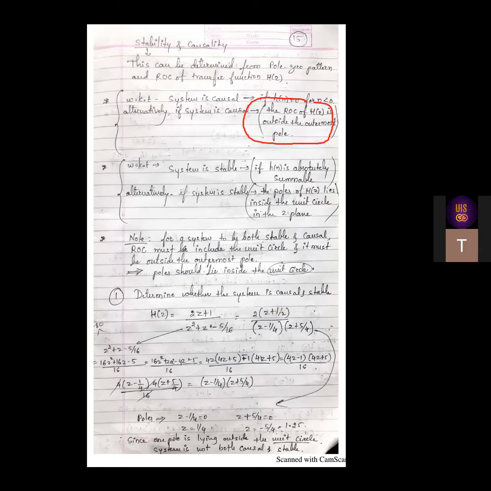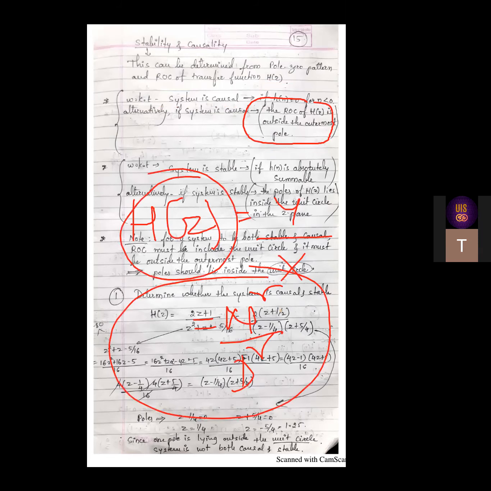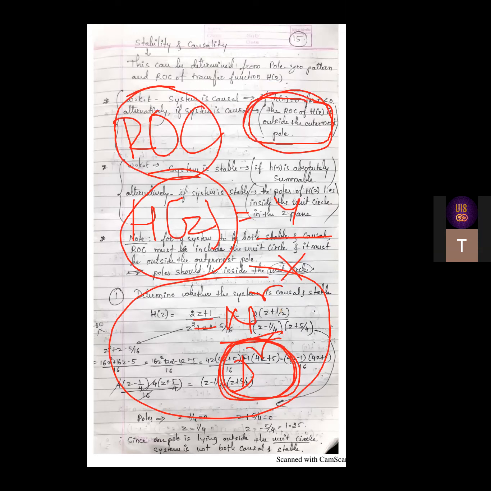Very first thing, you have already seen what H of Z is. H of Z is the system or transfer function, which is the ratio of Y of Z by X of Z, and you will have a certain numerator and denominator here. For this H of Z, you will have a certain ROC. When you find that ROC, and find the poles from the denominator, the ROC should lie outside the outermost pole.